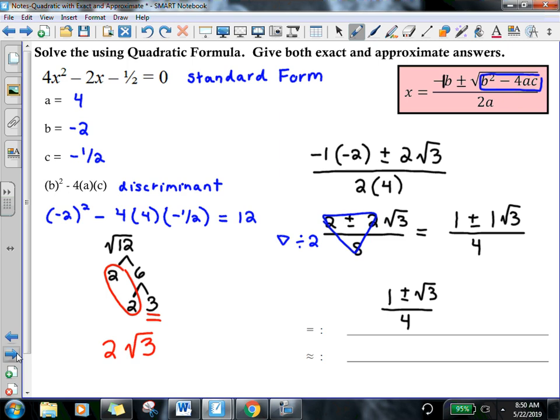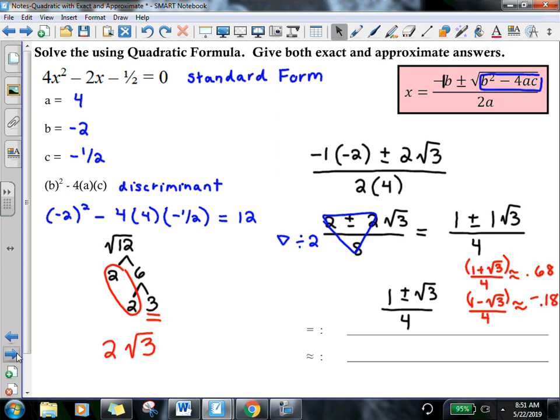Now, to get the approximate answer, I'm going to have to pull apart this equation here. So I would want to do 1 plus the square root of 3 divided by 4. And remember, when you do that in your calculator, you would do 1 plus the square root of 3, hit enter, and then divide by 4. And if you calculate that, you would get 0.68. And then the secondary answer would be 1 minus the square root of 3 divided by 4. And again, put the numerator in first, hit enter, and then divide by 4. And that gives you an approximate answer of negative 0.18.